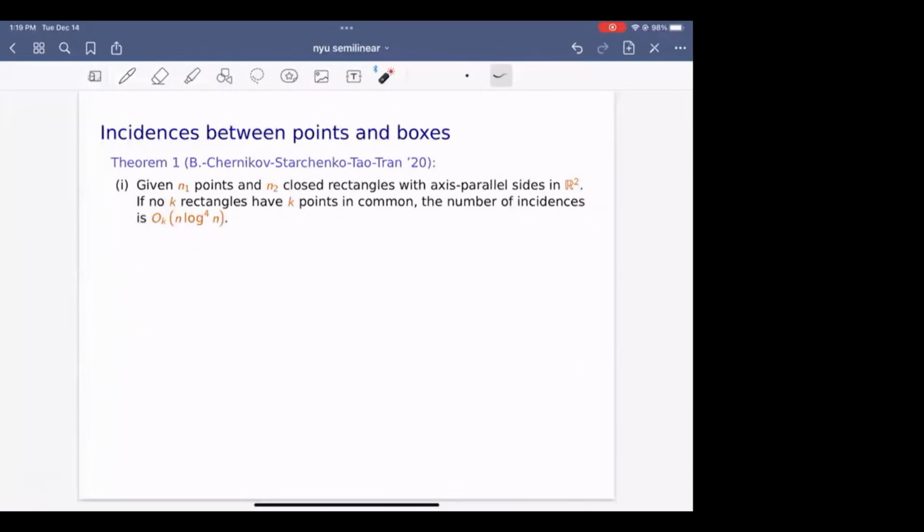Can I ask a question? Yes. These bounds, can they depend on the semi-algebraic relation? It defines a semi-algebraic set. So can these bounds be made to depend on the dimension of the set?